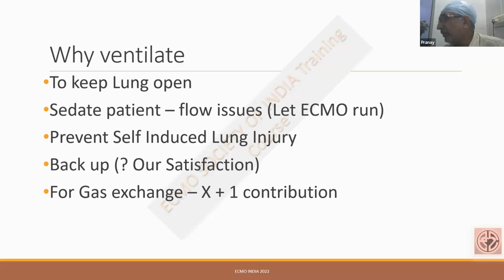Fourth is as a backup. We always feel that the patient is on a ventilator, so if something goes wrong with the ECMO, the ventilator will take care of it. I don't know whether it is just our own satisfaction, because many times we see tidal volume delivery of less than 50 ml in an adult patient. I don't know how much that is going to help, but it is always in our mind that it acts as a backup. And if at all the lung is contributing something, it will be an extra contribution from the lungs. That is what we usually hope.